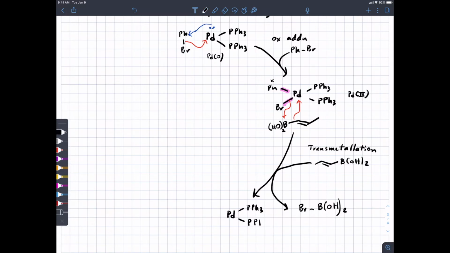Why can't I draw triphenylphosphine? My brain never wants to do that. So now we have our vinyl group on the benzene ring, I'm sorry, on the palladium, and we have our benzene ring on the palladium. They are both still X-type ligands. The complex is still neutral, so this is still palladium 2. All right, questions about that step, the transmetallation?